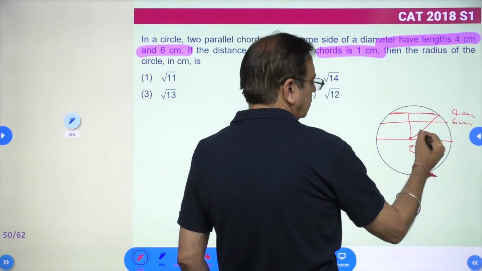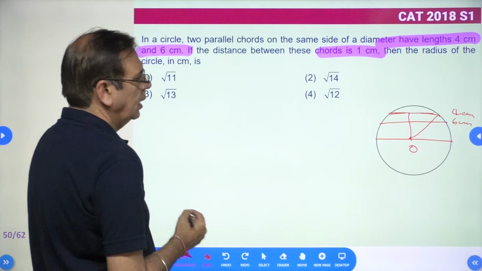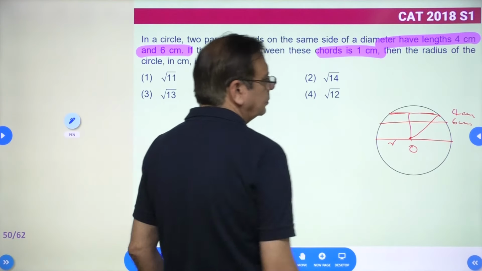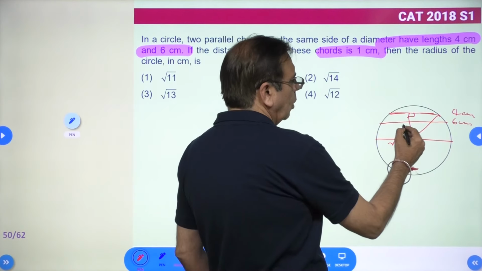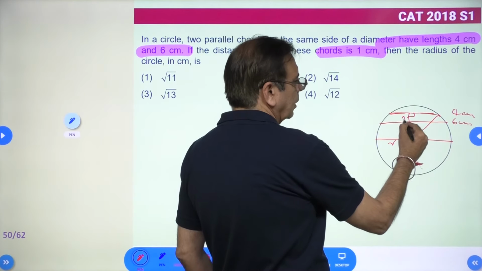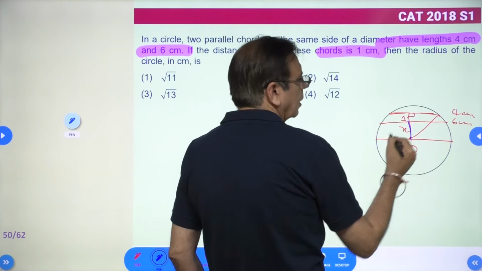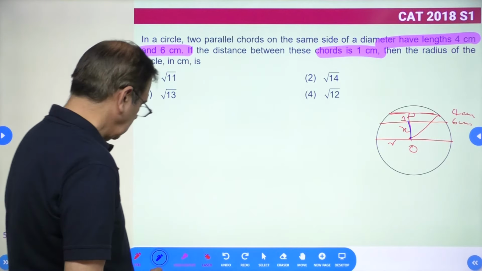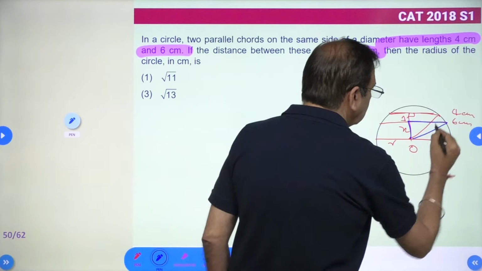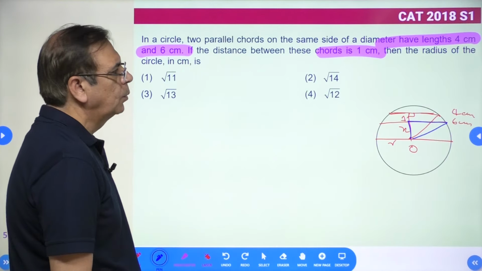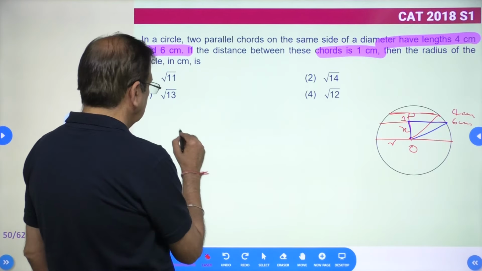So if the radius of the circle is r, okay, this is a right angle triangle. So if this side is x, this is 1. So what is x? This much is x. So this is 1. Similarly, can I say this will also be a right angle triangle? Okay, both of them are right angle triangles.